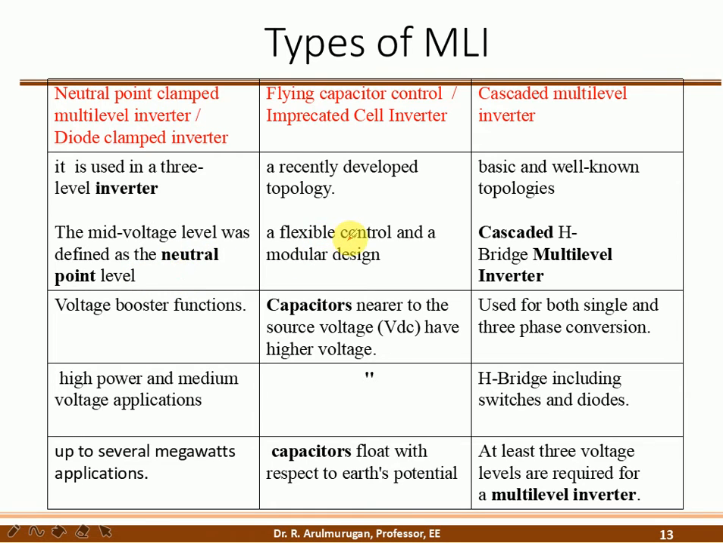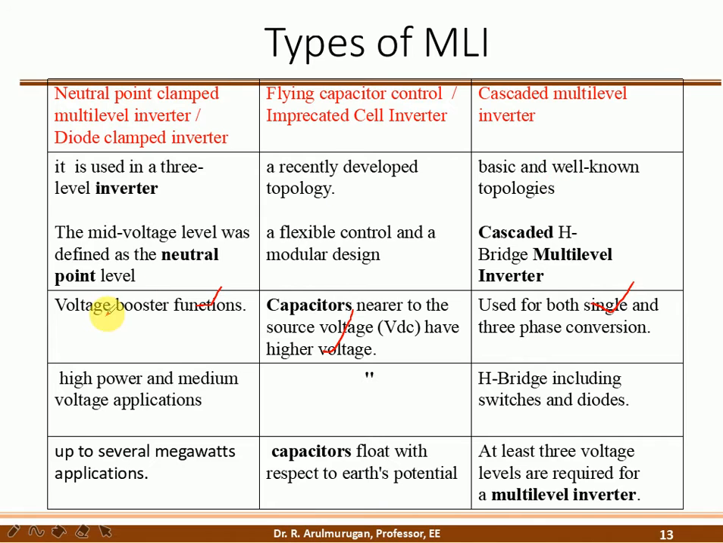Here is a flexible control, a modular design. This is the flying capacitor, and this is the cascade bridge multi-level inverter. The voltage booster function is helpful here. The capacitor is connected near the source voltage for higher voltage purposes. The cascade multi-level inverter is used for both single phase and three phase conversion.